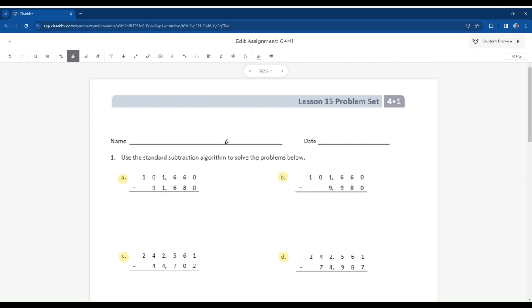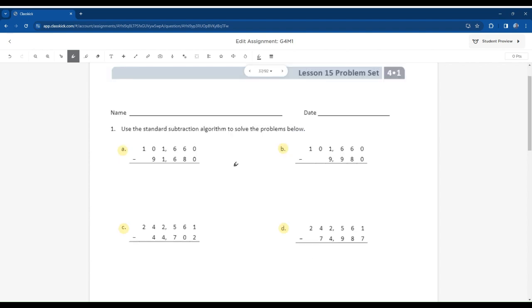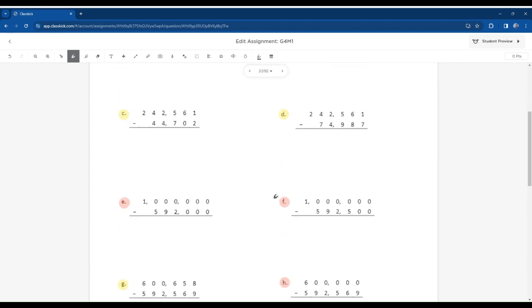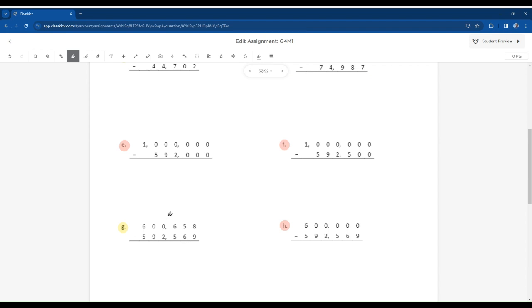So I'm going to take this problem by problem. I'm going to do A, B, C, D, and G using the standard algorithm. And then when we look here at E, F, and G, we have in E and F, we're subtracting off of 1 million. And in letter H, we're subtracting off of 600,000.